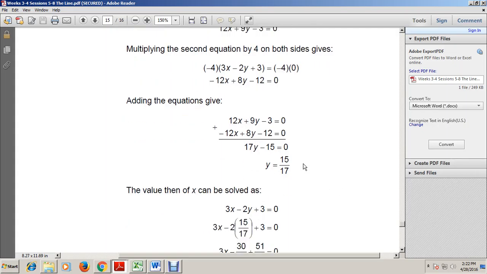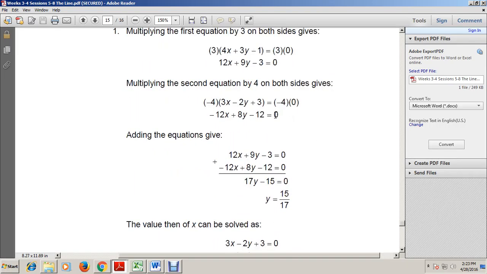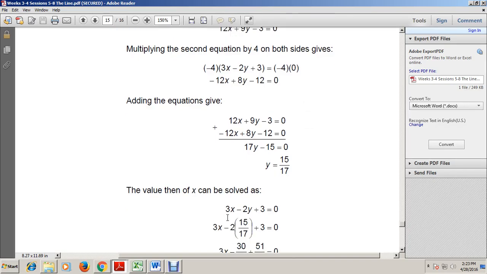Okay, so let's continue with this presentation of the examples. We have now already computed the value for y. So y is equal to 15 over 17. The next step is to solve for x. To solve for the value of x, we could choose either of the two equations, the first equation 4x plus 3y equals 1, or the second equation, and substitute the value of y in that equation.